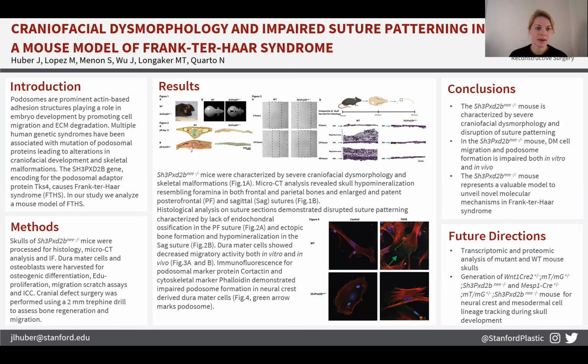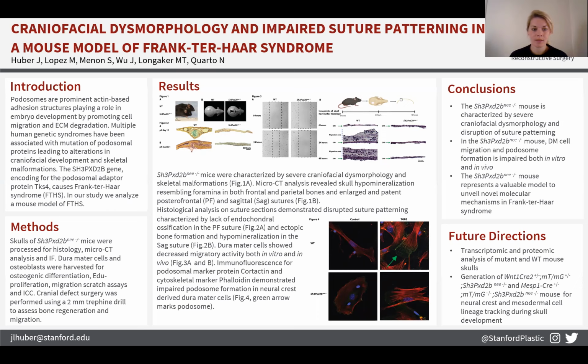Today I'm presenting a study characterizing the mouse model of Franceschetti-ter-Haar syndrome. Frank-ter-Haar syndrome is a rare genetic disease characterized by craniofacial dysmorphology and skeletal malformations. This is due to mutations in the SH3PXD2B gene, which encodes the podosomal adapter protein TKS4. TKS4 is important for the formation of podosomes, which are actin-rich cell protrusions that help degrade the extracellular matrix and thus promote cell migration.